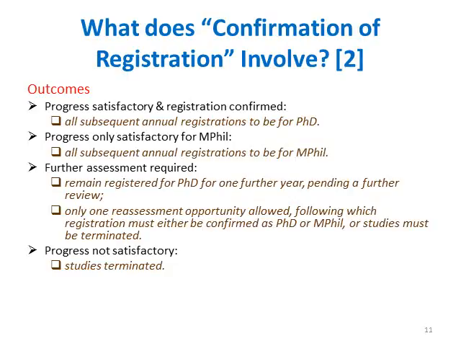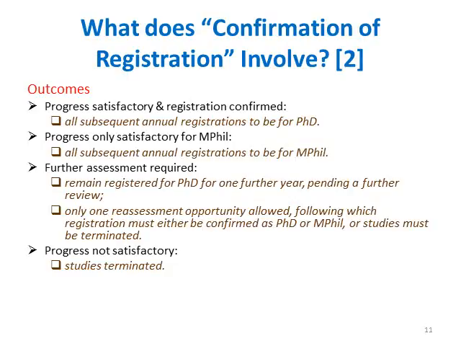Secondly, there may be an outcome of progress only satisfactory for an MPhil, and with this outcome the student would be required to change registration to MPhil, and they'll be required to remain on MPhil registration for the rest of their studies.